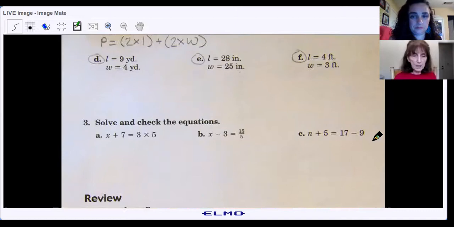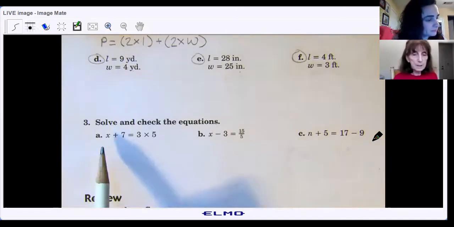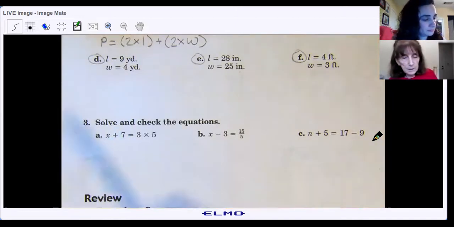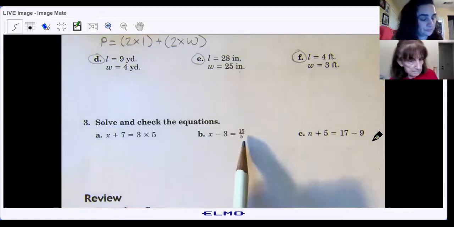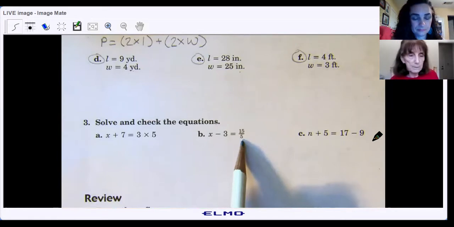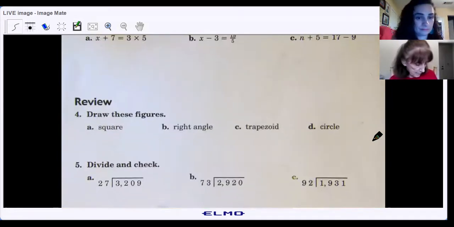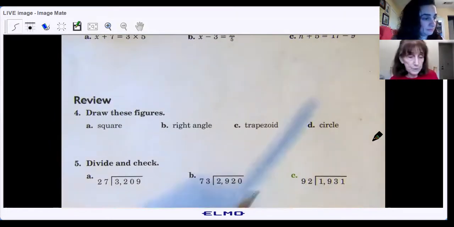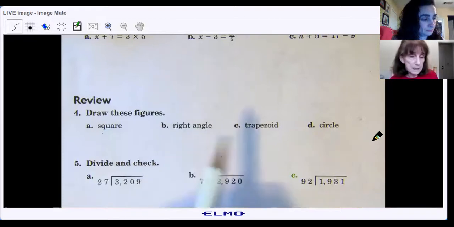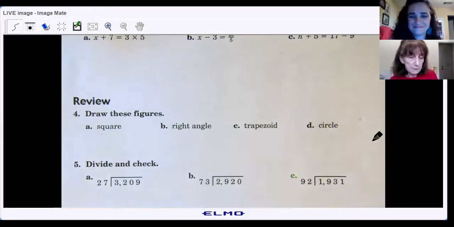Okay, and now solve and check the equations. Okay, and look at B. Don't tell me you don't know how to do B. You know how to do it. You know how to do it. Okay. All right, let's jump down to review. You have 2 story problems. You have to tell me what those are. You have to draw the figures. Nice, neat figures, guys.